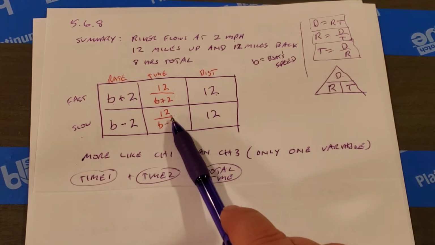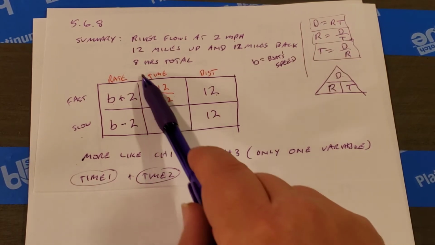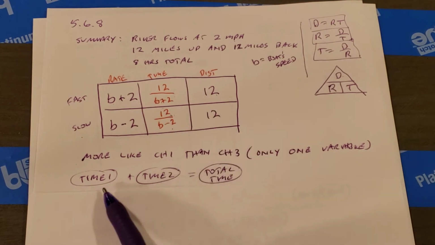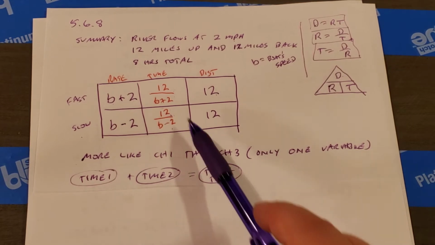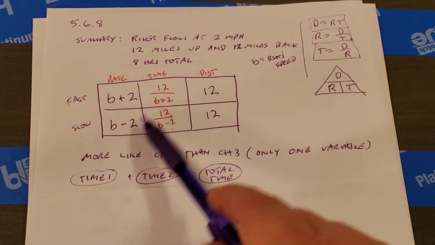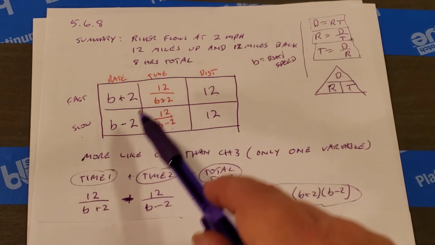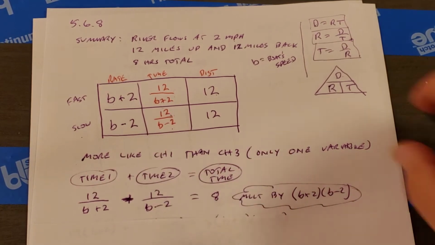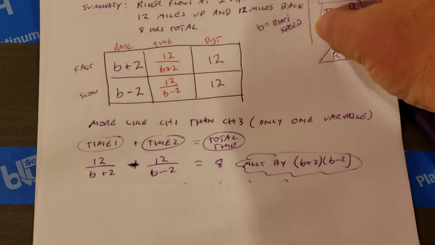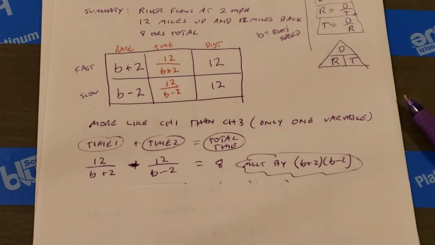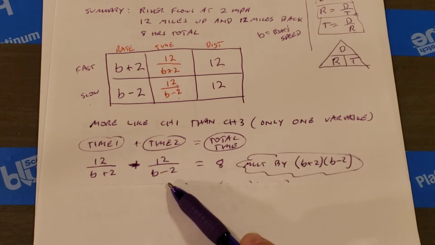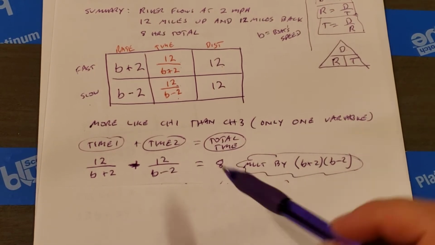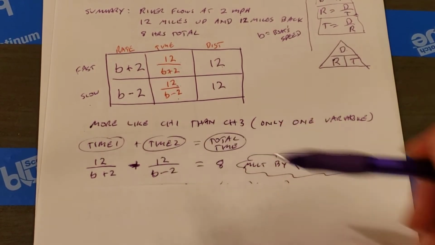I said I'm going to use 2 cells. I didn't say which ones, but I haven't used that 8 yet, right? Total time. This is a fact that you just kind of have to think about. Time 1 plus time 2 equals the total time. So if I call this time 1 and that time 2, I'm just going to take the contents of that cell. It's 12 over b plus 2 plus 12 over b minus 2 is equal to total time 8. So I just kind of drop those in.